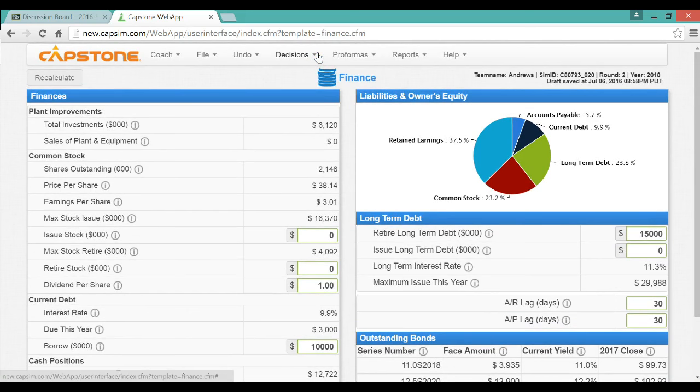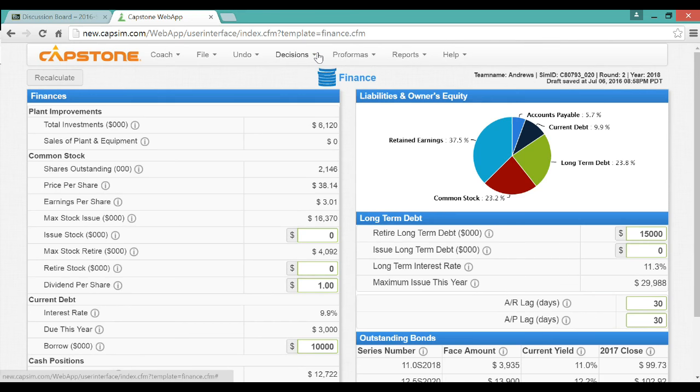And essentially now we're done with that round. So some rounds you may make a lot of decisions, especially near the end. You may make very few decisions if your company is doing well. But you really want to use that Capstone Courier to base your decisions off of.